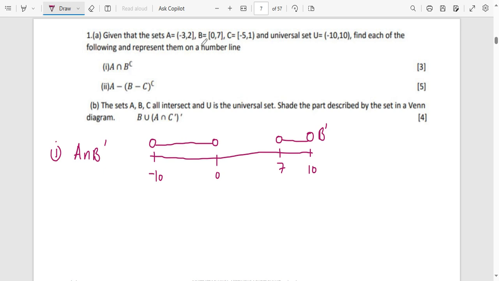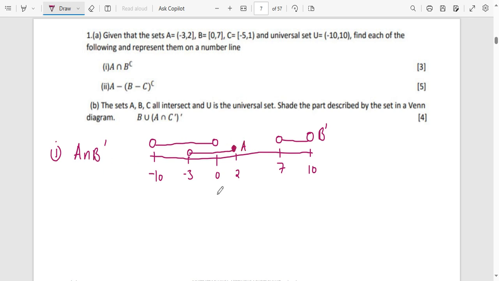Now I'm going to get my set A. The set A starts from negative 3. Negative 3 will be somewhere here, up to 2, somewhere there. Now, is negative 3 being included in the set A or not? Not included, so put an open circle. How about 2? 2 is included, so we are going to shade. Okay, we'll shade there. That is our set A.